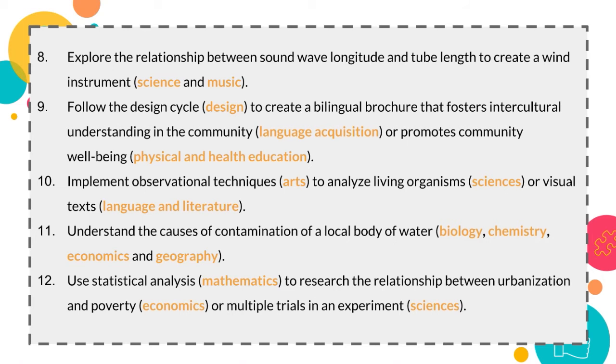10. Implement observational techniques, that will be arts class, to analyze living organisms, sciences, or visual texts, language and literature. 11. Understand the causes of contamination of a local body of water. This could be done from many subjects, for example, biology, chemistry, economics, or geography. And the last one, use statistical analysis, which could be done in math, to research the relationship between urbanization and poverty, maybe economics, or multiple trials in an experiment, sciences.